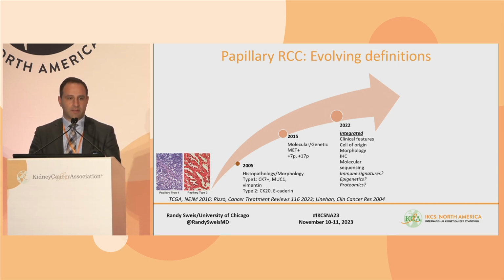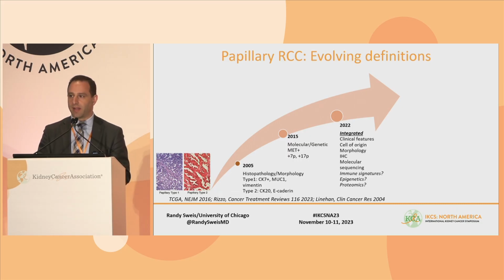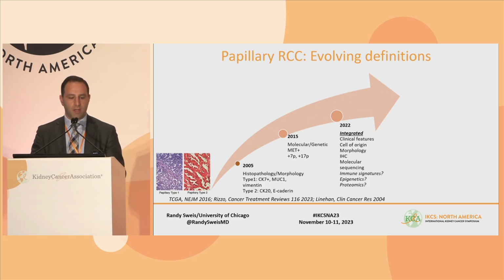So first of all, we need to talk about definitions, and these have evolved over the years. As many in the room are aware, about 20 years ago, the definitions were type 1 and type 2, and this was defined mostly based on histopathology and morphology of the tumors as they looked under the microscope. Type 1 had lower nuclear grade and had papillary architecture, and type 2 was associated with eosinophilic pattern and higher grade nucleoli and generally had worse prognosis.